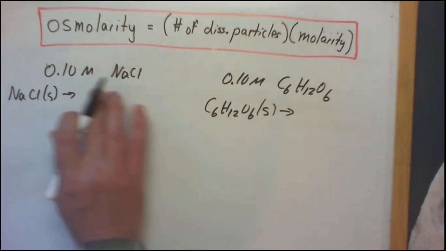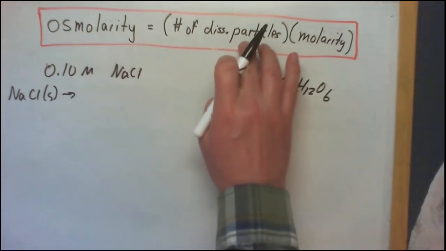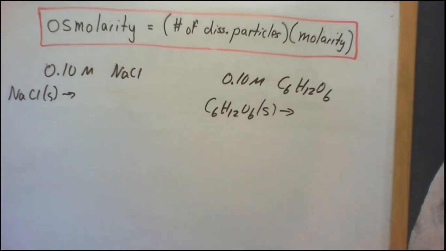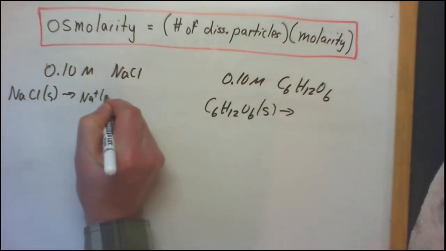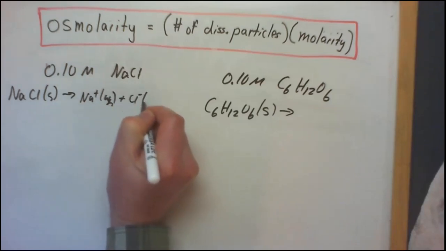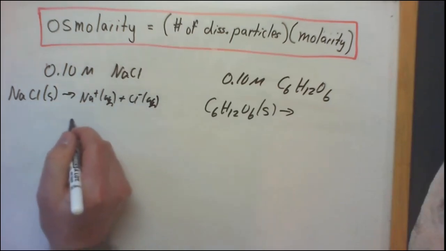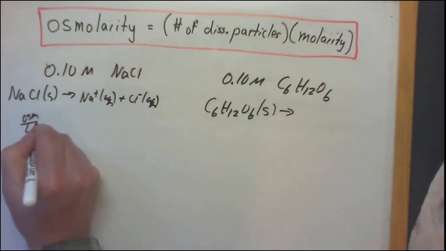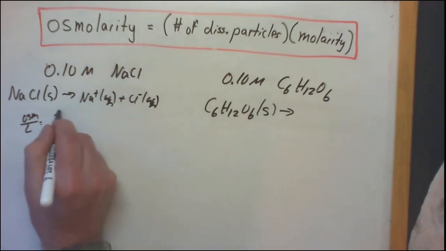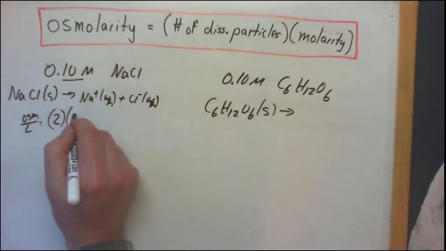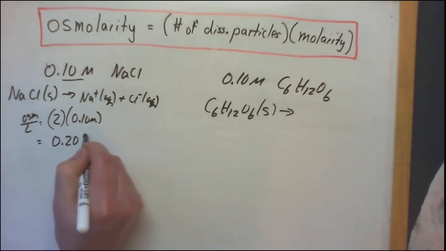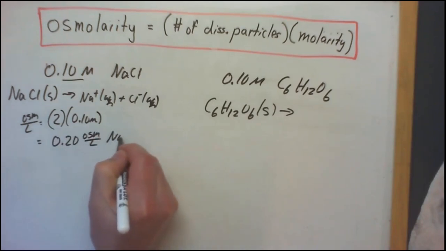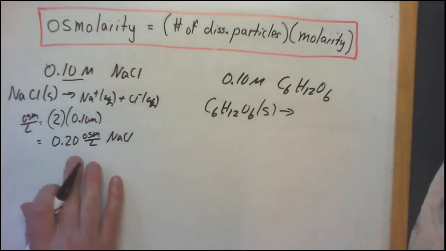So to determine osmolarity, we'll take the molarity and then multiply that by the number of dissolved particles produced when the substance dissolves. So sodium chloride as an ionic compound will break apart into two particles, sodium ions and chloride ions. So as a result, its osmolarity will be equal to the number of dissolved particles, 2, times the given molarity, for an osmolarity of 0.2 osmoles per liter of sodium chloride. So that's the relevant number when trying to predict these relative freezing points.